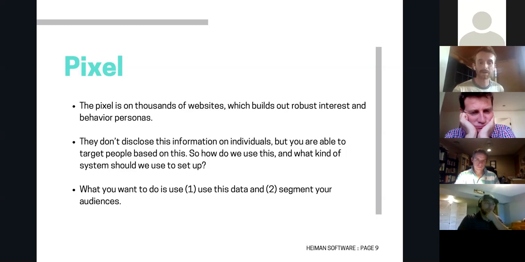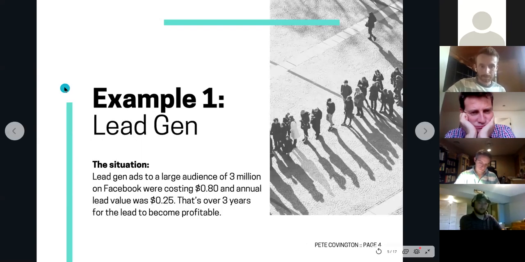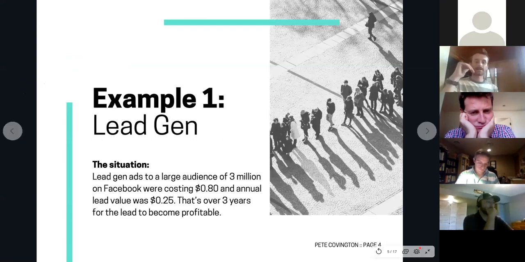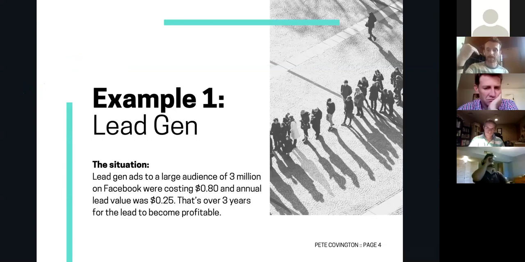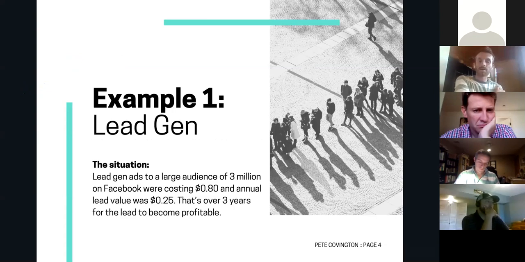So what you want to do is, one, use this data, and two, segment your audiences. So now we have a huge pool of data of people doing different things, and all of that being tracked. And I'm going to give quickly some examples, and then some example campaigns, and then I'm going to go through what we did there and why that was the right way to do it, and why it worked. So one example is lead generation.